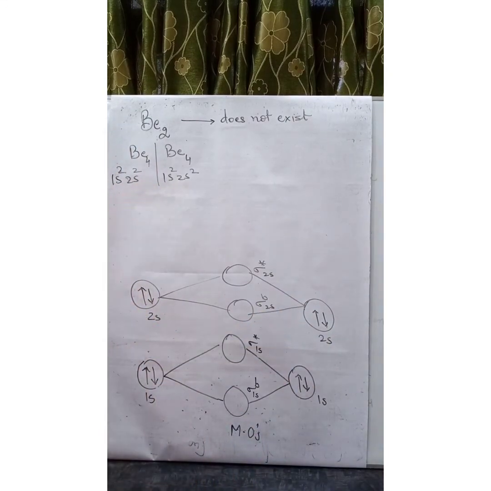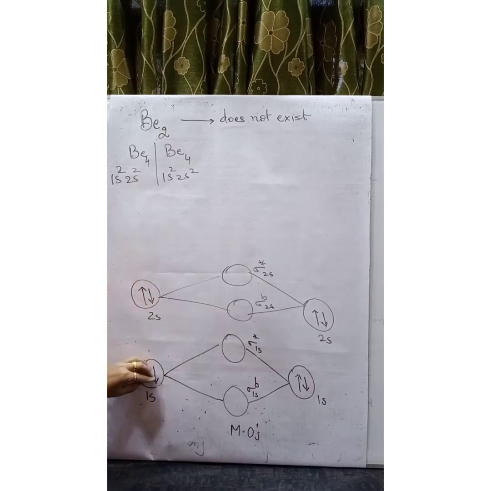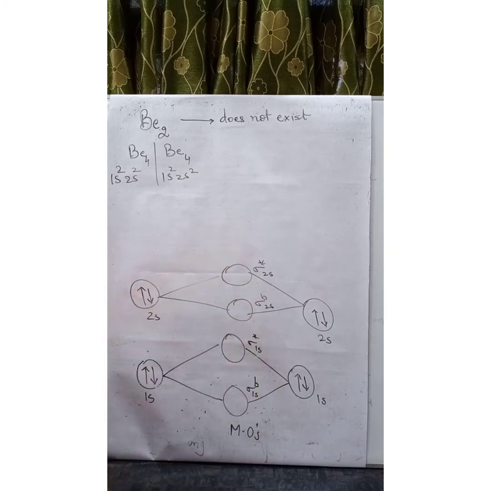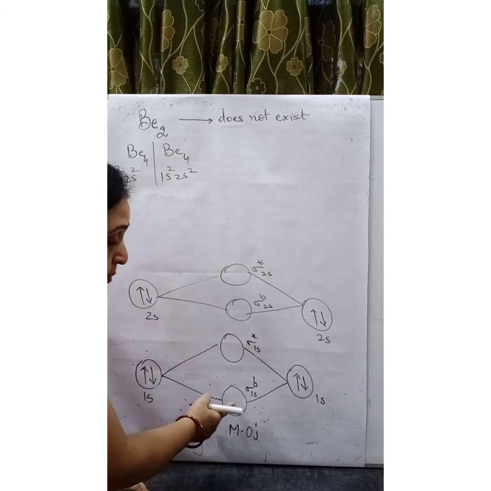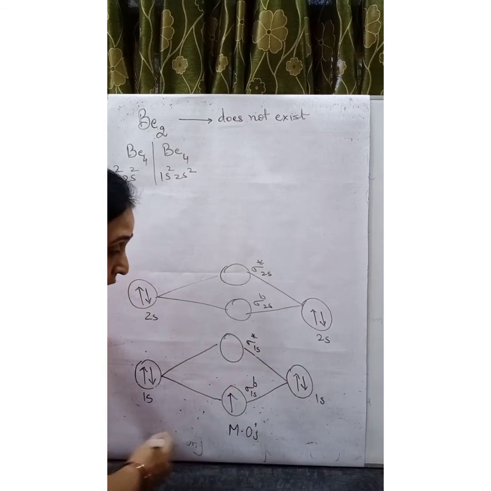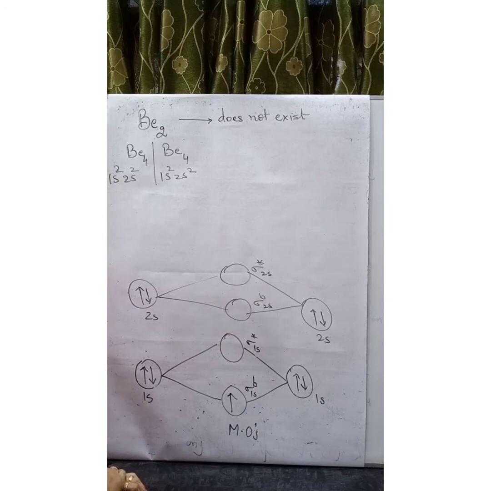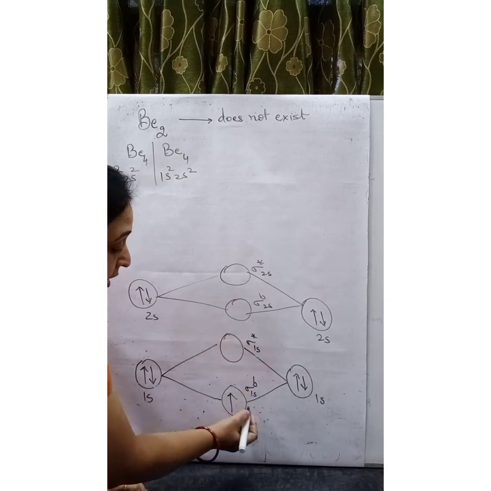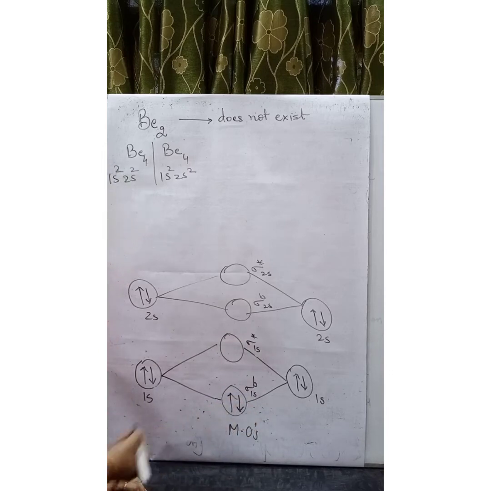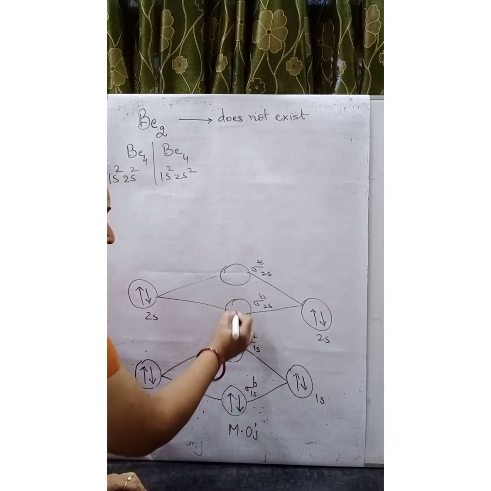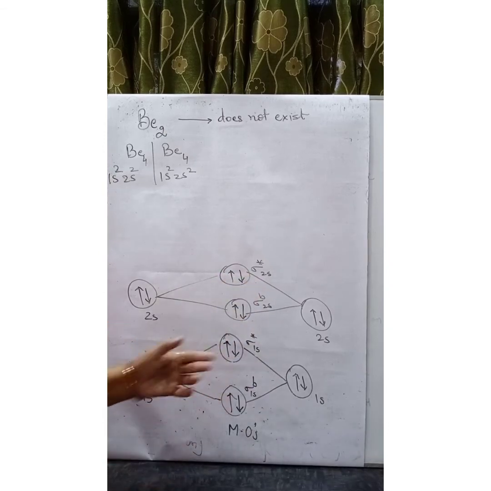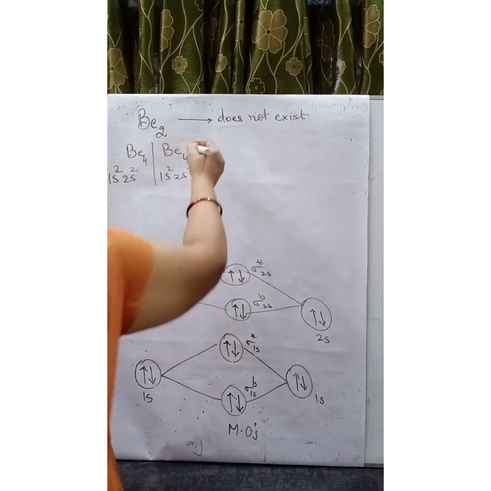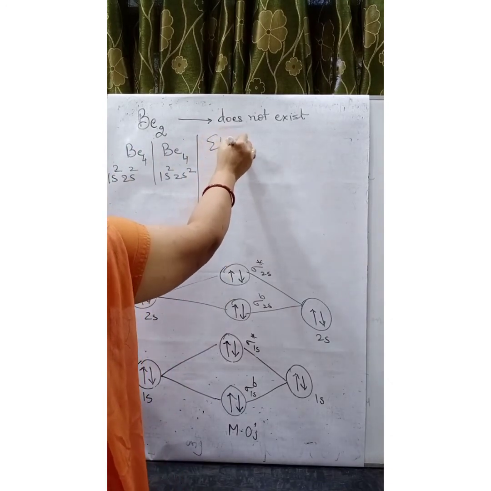Now calculate the total number of electrons: 2, 2, 4, 5, 6, 7, 8. 8 electrons are to be arranged in molecular orbitals according to the rules of filling. According to the Aufbau rule, the first electron will go in the lower energy level, and until it is filled, it will not go to a higher energy level. So the second electron will also come here. Third, fourth, fifth, sixth, 7 and 8. So in total we had to arrange 8 electrons only. Now first of all we will put down the electronic configuration.